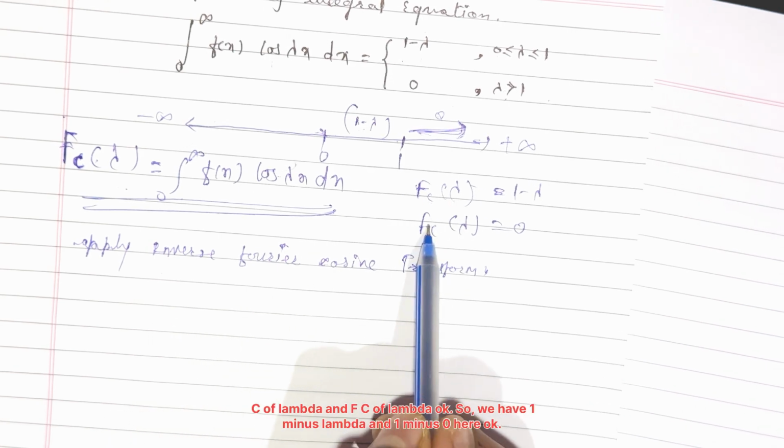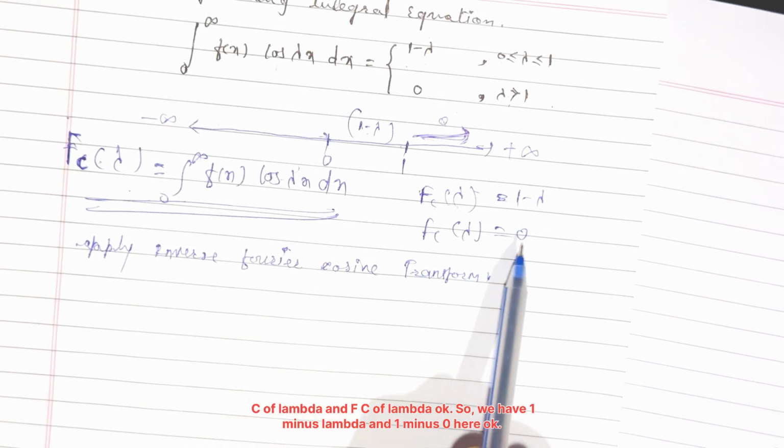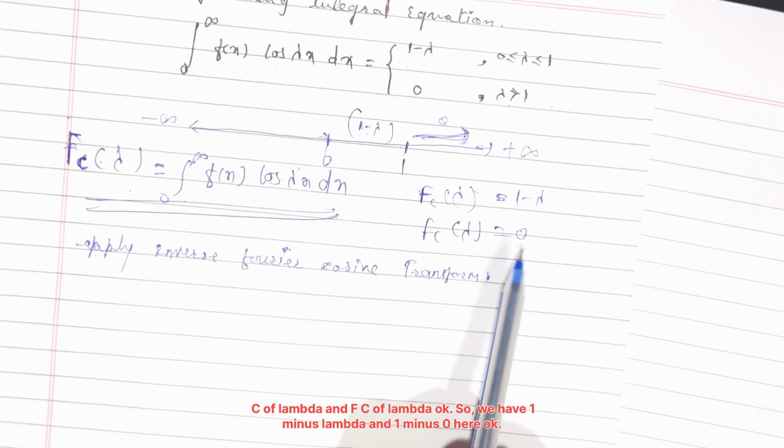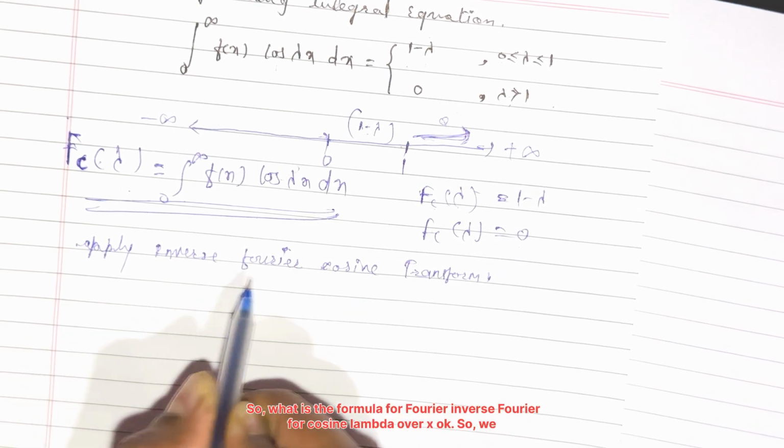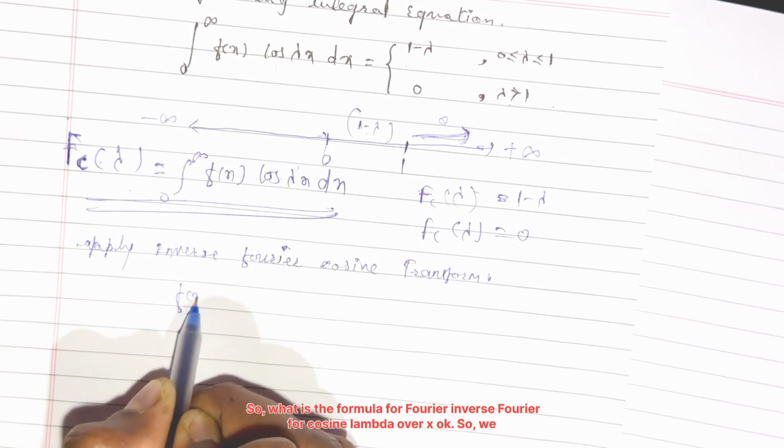Okay, Fc of lambda and Fc of lambda. So we have 1 minus lambda and 1 minus 0 here. So what is the formula for the inverse Fourier cosine transform of Fc of lambda over x?